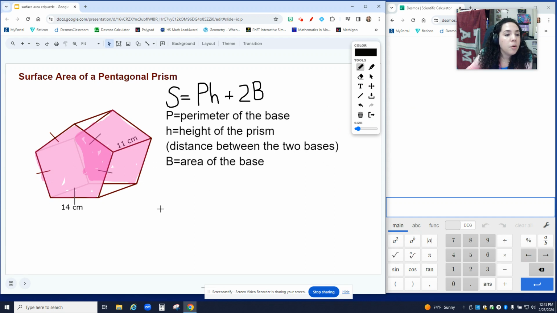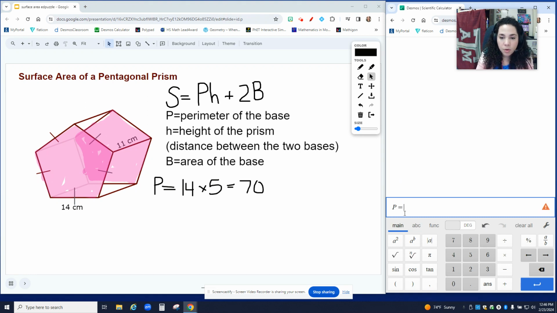So capital P, perimeter of the base. The perimeter is going to be 14 times 5, because the pentagon has 5 sides, one side length of 14. That's going to end up being 70, right? Let's double check here. Perimeter of the base times the height plus 2 times the area of the base. Perimeter of the base is going to be 14 times 5, 70.